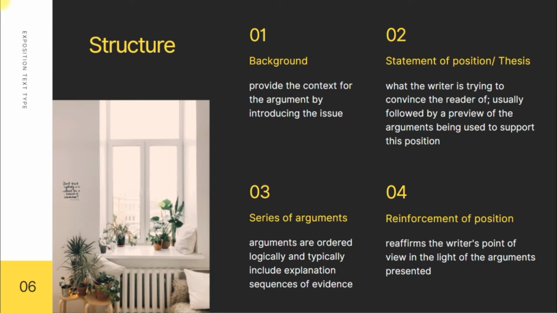It is statement of position or thesis. In this stage, the writer puts forward his or her idea and takes a certain position. This stage contains the topic that the text wants to convince the reader of. And then the next stage is series of arguments, that can have some specific arguments, argument 1, argument 2, and so on, to support the writer's position. And the last is reinforcement of position. This stage is to reaffirm the writer's point of view after presenting the arguments.